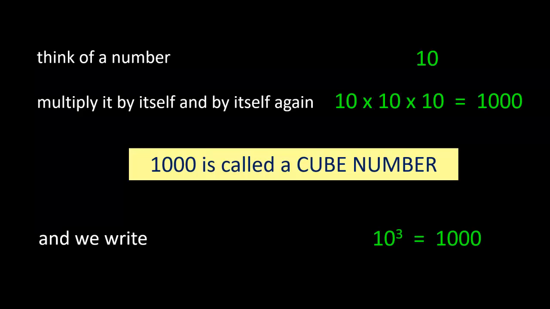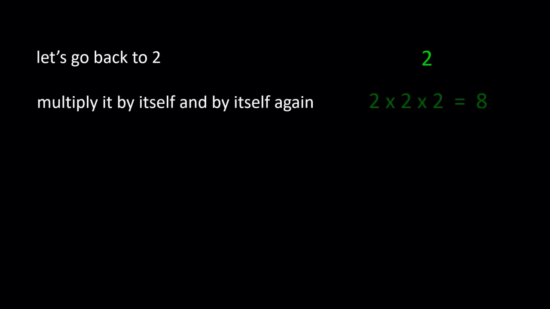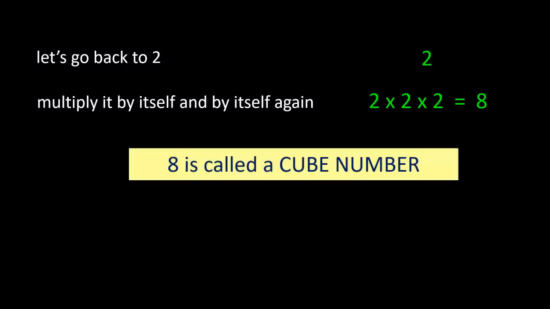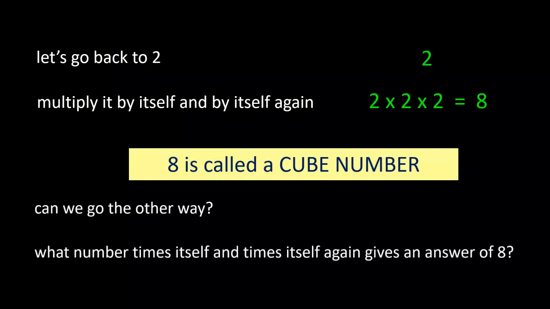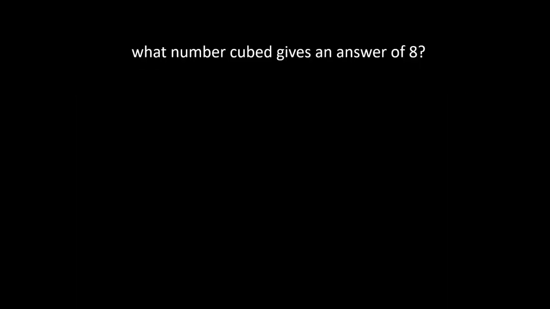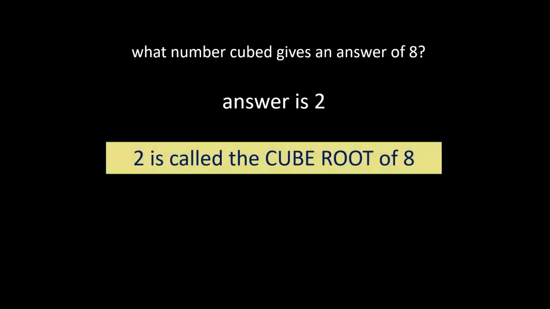Now you've probably guessed what's coming. Can we go the other way? So let's go back to 2. We cube it, we get 8. Can we go the other way? What number times itself again gives an answer of 8? Well, what we're saying is, what number cubed gives an answer of 8? Well, we know what it is. We had it on that page that's there. The answer is 2. 2 is called the cube root of 8.